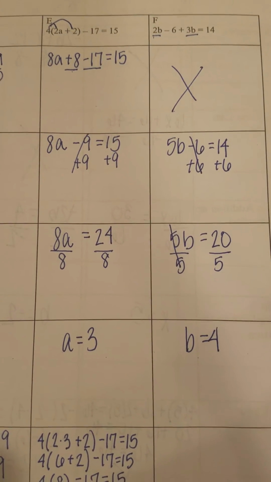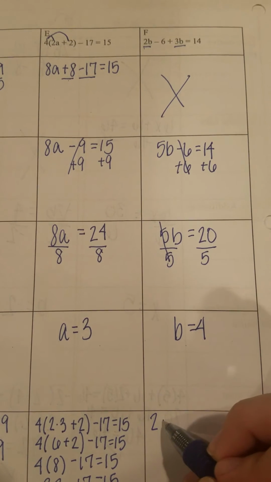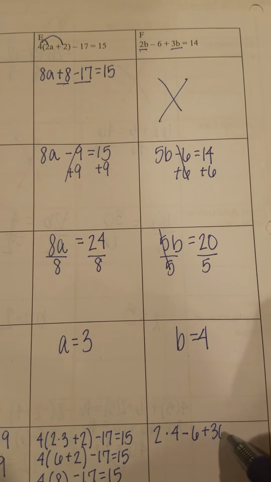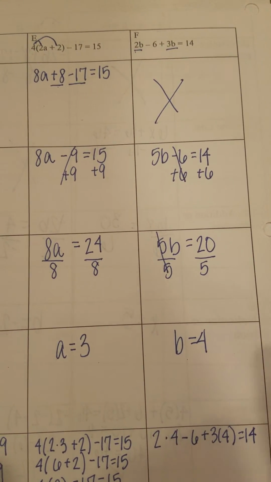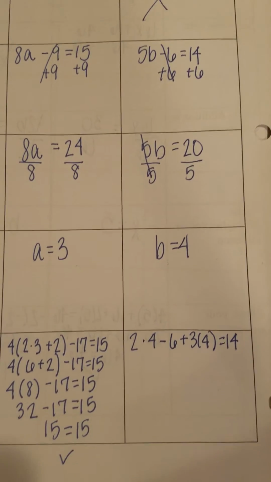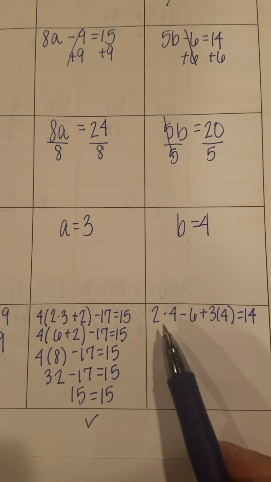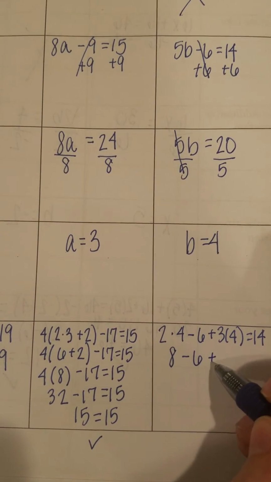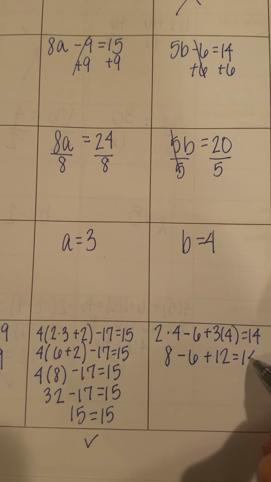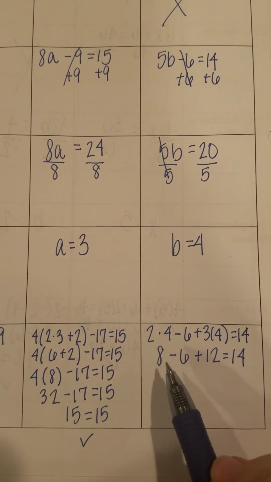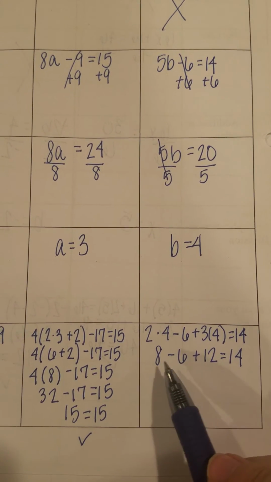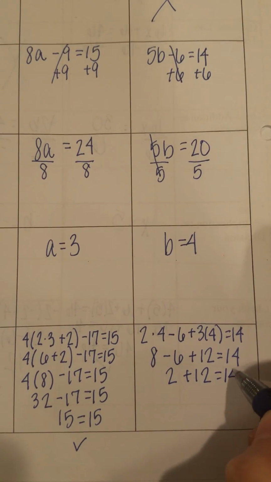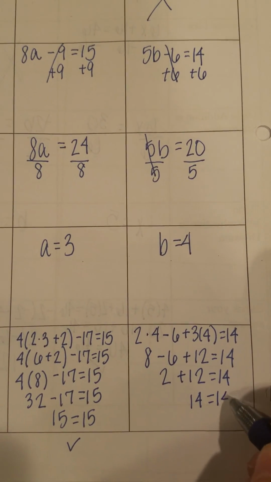So again, we need to plug this in to make sure we did it right. So we're going to have 2 times 4 minus 6 plus 3 times 4 equals 14. So following our order of operations, we need to do our multiplication first, left to right. So we have 2 times 4 is 8. We bring down our minus 6. We can go ahead and multiply 3 and 4 to get 12, and we're going to see if this gives us 14. Then we do addition and subtraction left to right. So we do 8 minus 6 first, and that gives us 2 plus 12, which we know in fact is 14. So our answer is correct.